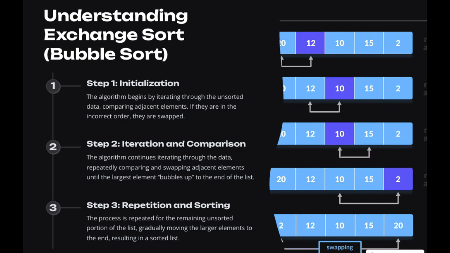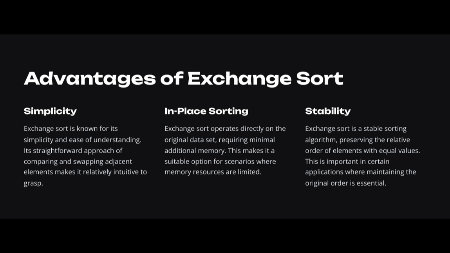3. Step 3. Repetition and sorting. The process is repeated for the remaining unsorted portion of the list, gradually moving the larger elements toward the end, resulting in a sorted list. Advantages of exchange sort. Simplicity. Bubble sort is known for its simplicity and ease of understanding. Its straightforward approach of comparing and swapping adjacent elements makes it relatively intuitive to grasp.